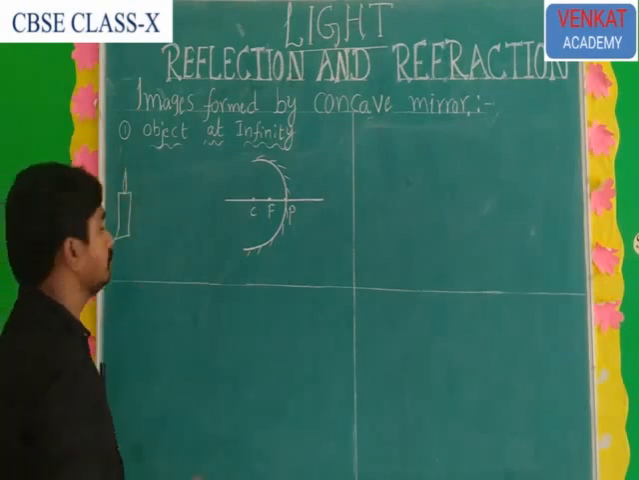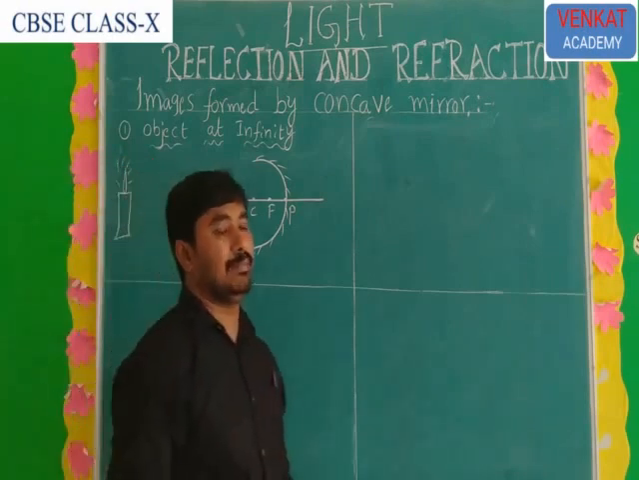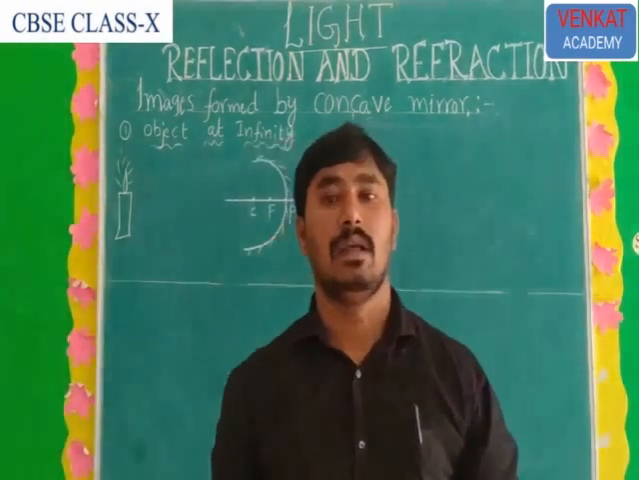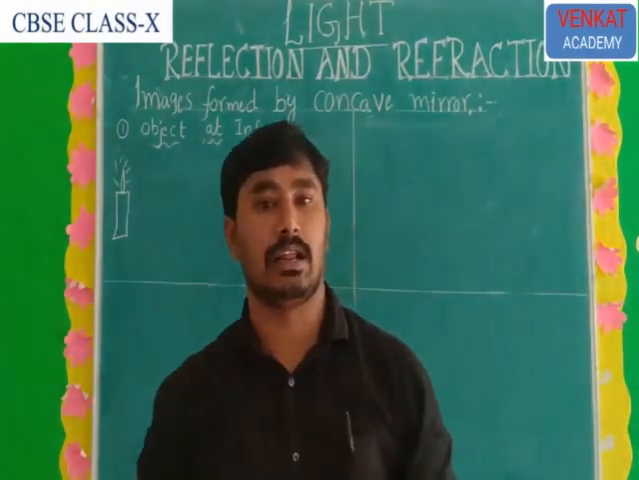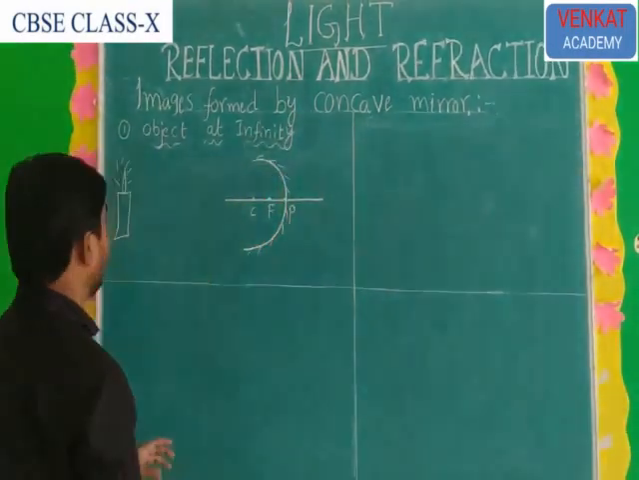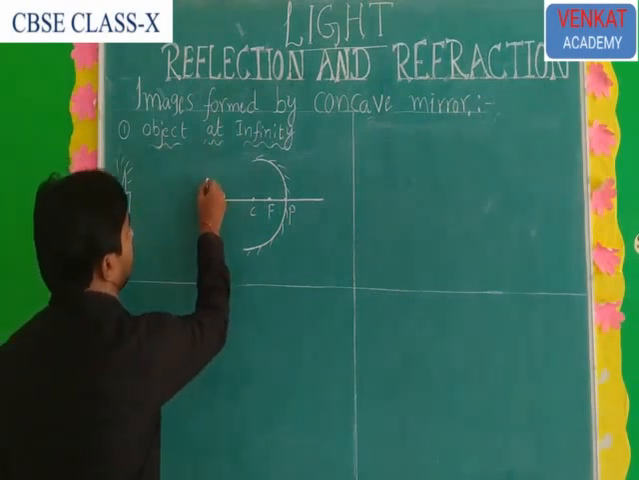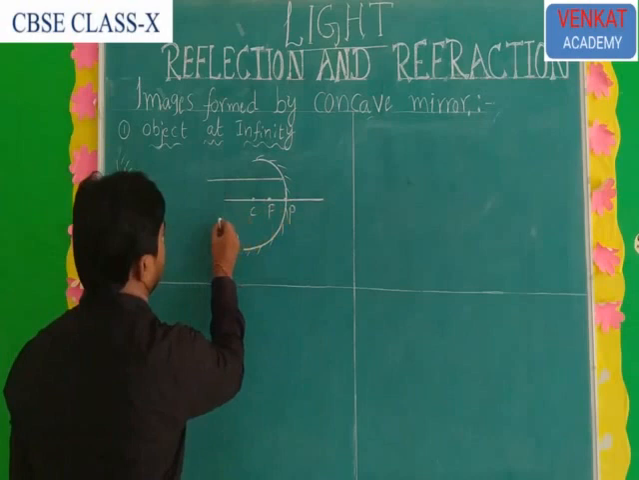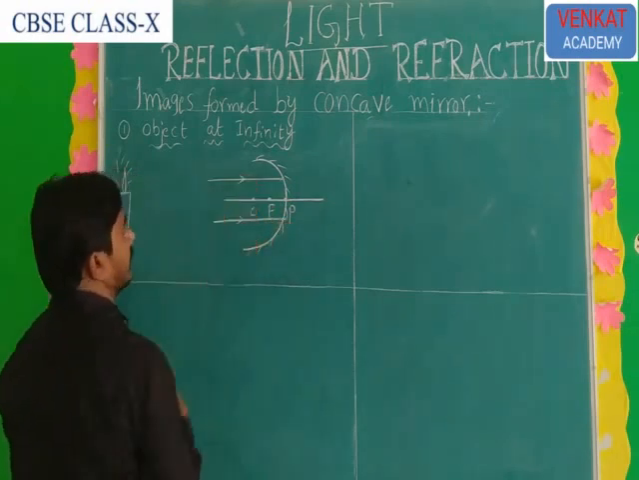So this is a candle, and the candle is nothing but the object. This candle produces so many light rays, but to make an image, a minimum of 2 light rays is required. So I take 2 light rays. Object at infinity means the incident rays are coming parallel to the principal axis. These 2 are incident rays.